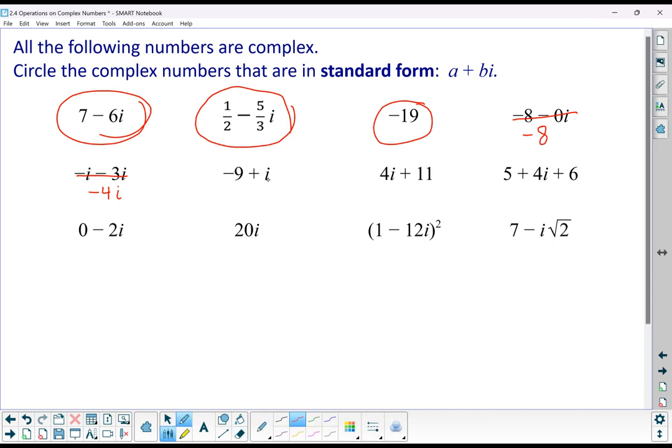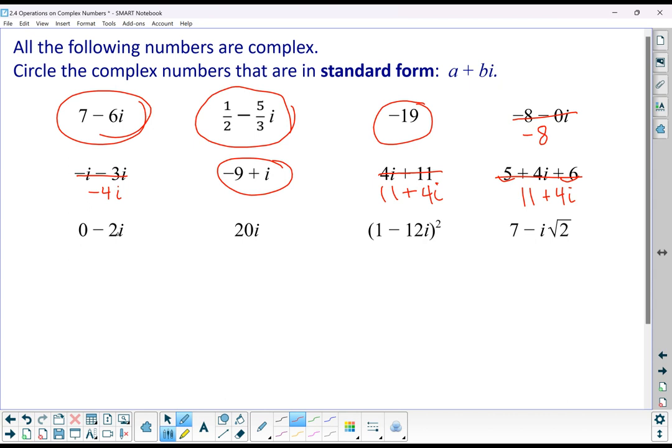Negative 9 plus i, real part comes first, imaginary part comes second. That one's good. 4i plus 11. This one is definitely not in standard form. The real part of 11 should come first. The imaginary part, 4i, should come second. Okay, this next one is 5 plus 4i plus 6. So we want the real part first and the imaginary part second. Well, these two can combine to an 11. So 11 plus 4i, those are actually the same number.